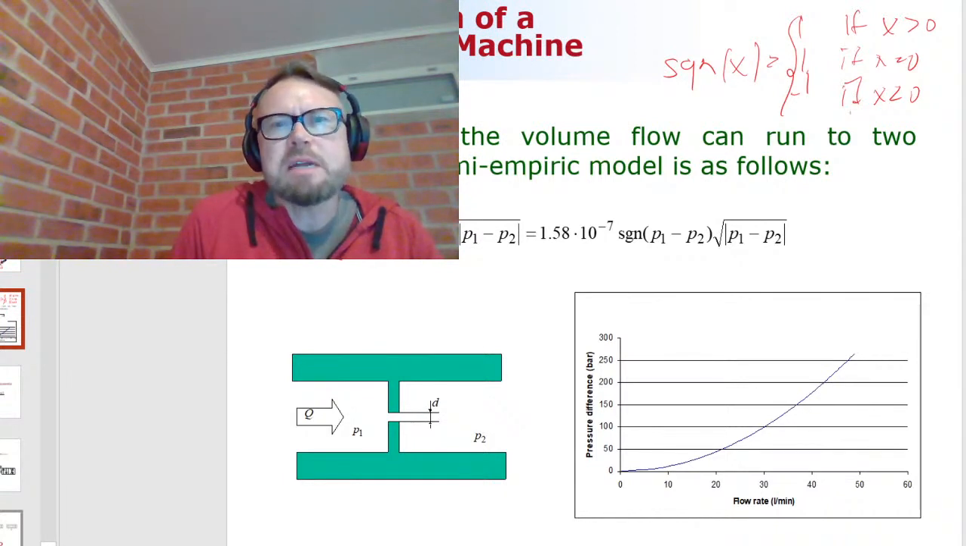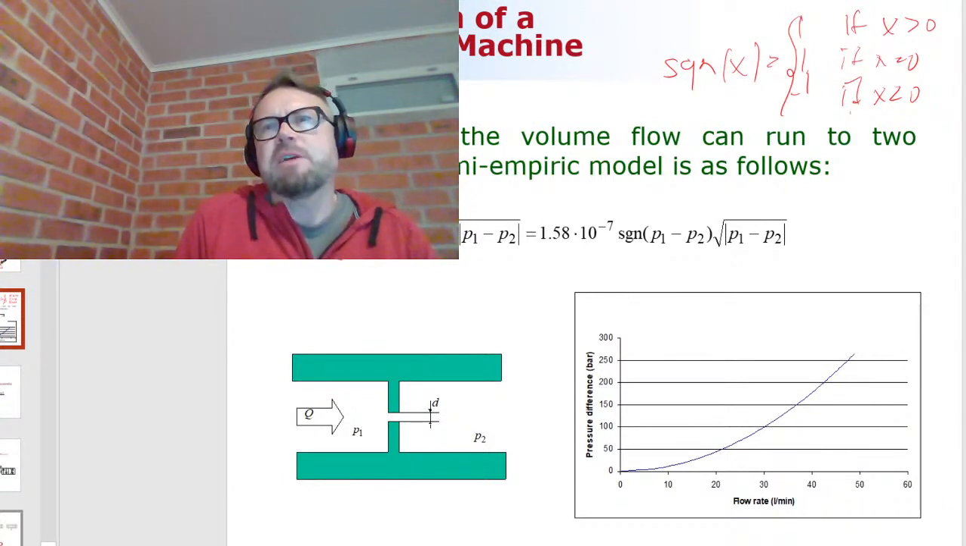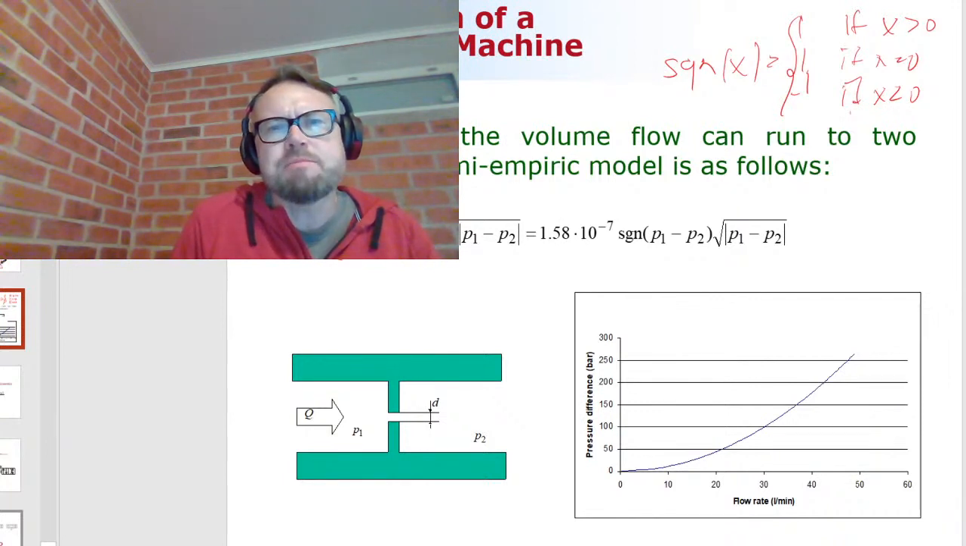The question is why I'm using this sine function. What is the purpose of that? Why not use the pressure difference here? Well, there is something that I didn't explain.